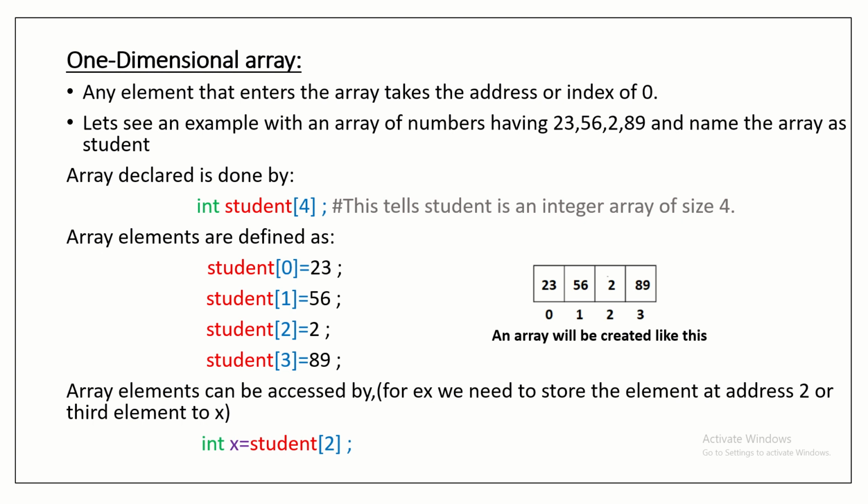If I want to call an element, say the element 89, what I will do is just say the name of the array with the index value of that element. So the name of the array is student, and the index value of 89 is 3. That should be entered inside the square bracket to call that element.